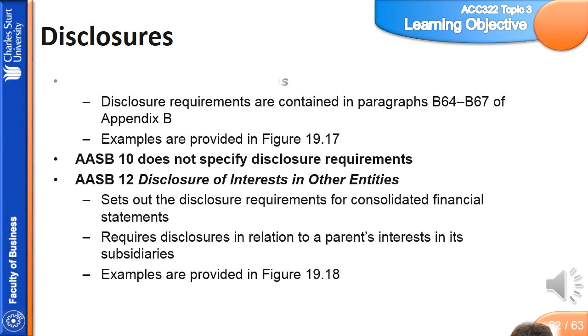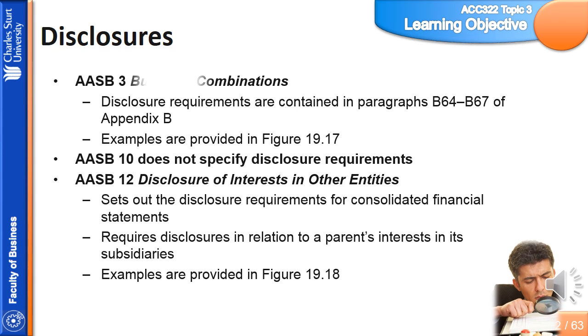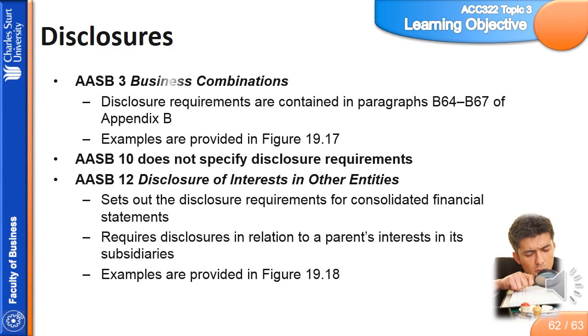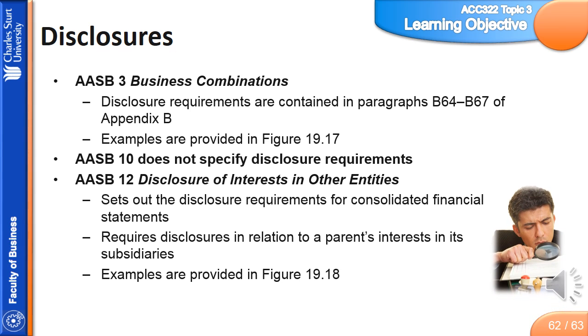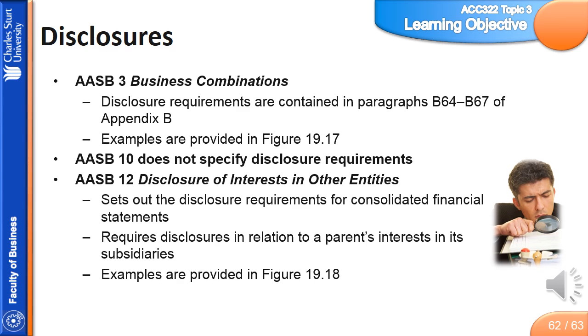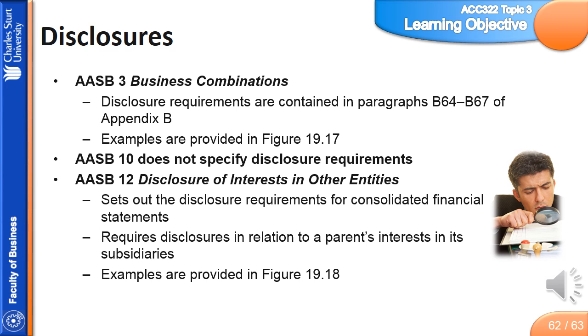And that's it for Learning Objective D. I've just included these last two slides which just discuss disclosure requirements a little bit. I'm not going to spend too much time talking about these as they're not the focus of this topic. However, it just says here that the disclosure requirements are contained within Appendix B of AASB 3, B64 to 67, and AASB 12, which we haven't touched too much, discusses disclosure of interests in other entities.